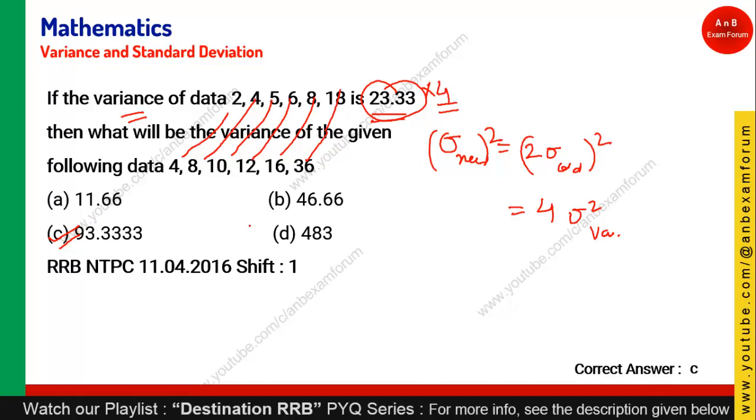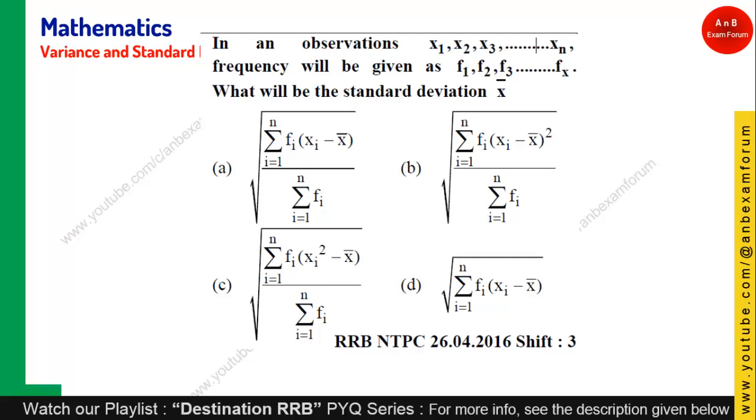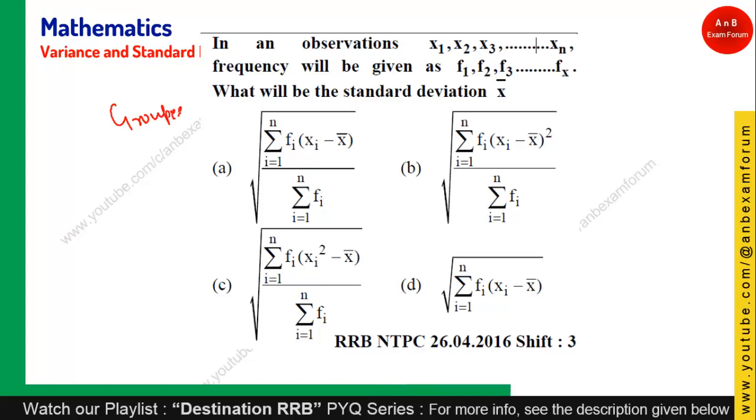Coming to the next question. This is a question on grouped data. They are asking what will be the formula for that grouped data. It is a very simple one. This is the ungrouped data, so you can eliminate this option. Why? Because the square is not there.